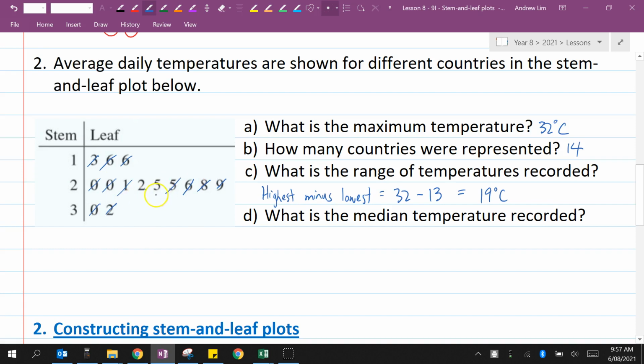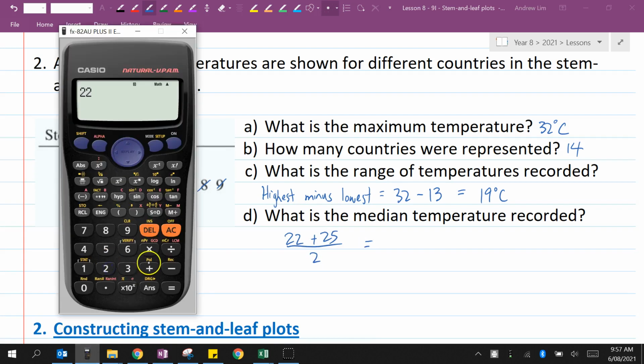Okay, there are two left. If I were to eliminate both of them, then I don't have a median, right? I need to have one or two left. Because there are two left, I need to actually add them together and divide it by 2. So this number here is not 2, it's 22. So I've got 22 plus 25 and then divided by 2.